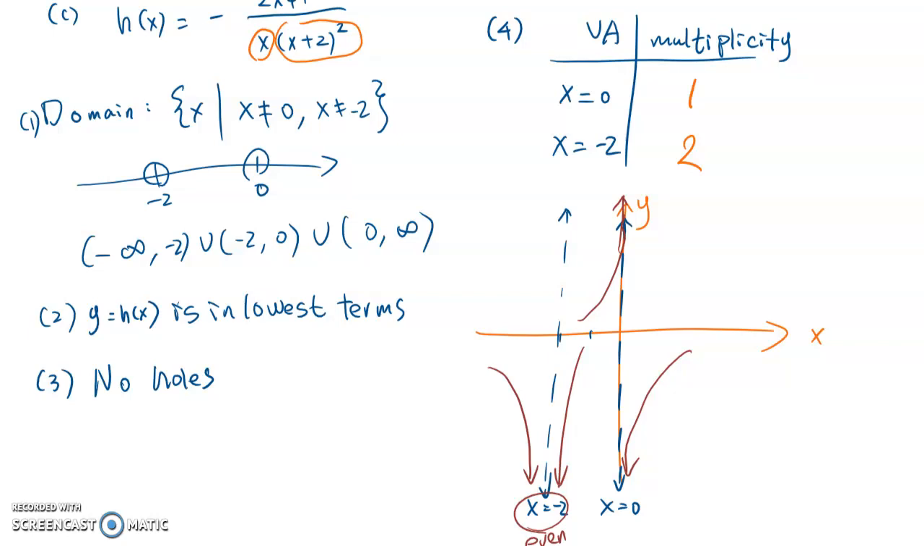Okay, this is just a rough graph. We don't have more information, so we don't know how this part looks, but we do know the multiplicity of the vertical asymptote. Therefore, we know how the graph behaves on both sides of the vertical asymptotes.